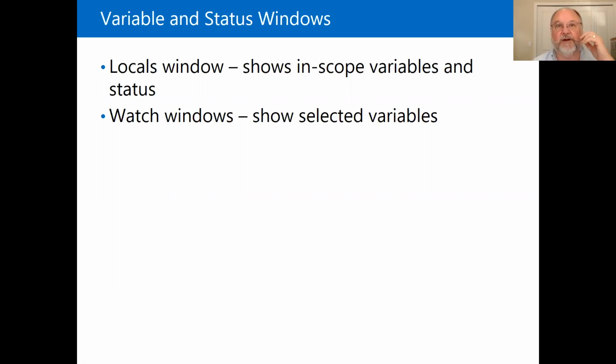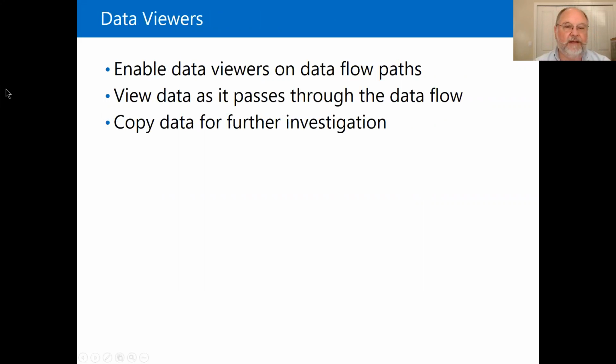So the locals window shows variables that are in scope and parameters, and the watch window shows variables or parameters whether they're in scope or not. And then we can also have something called data viewers. Data viewers are what I was talking about earlier. You can actually look at the data.